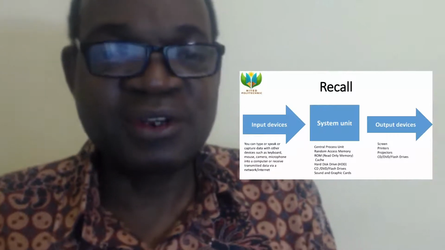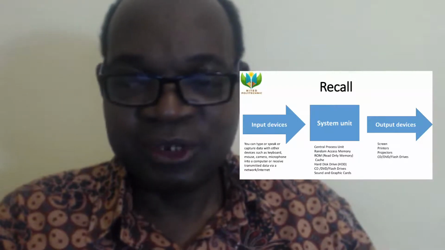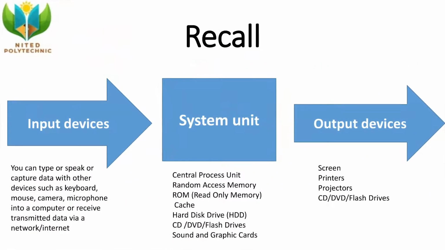But let's first of all recall, you should look at this board here. I hope you can see my finger. Let's recall what we have learned in the past lessons in Module 1. You will recall that I brought up a diagram like this showing how a computer system works. We have the input devices, we have system unit, and we have output devices. Under the input devices, we talked about those devices you can use to type or speak or capture data.